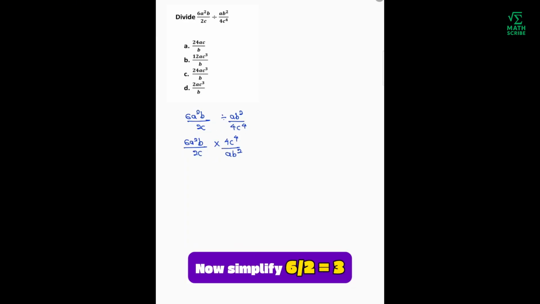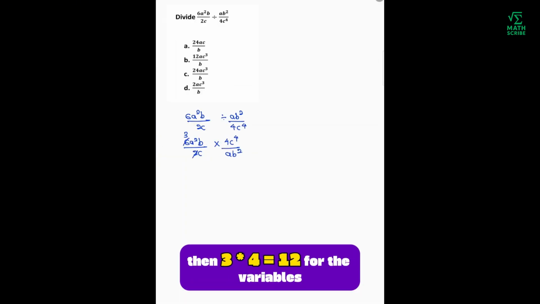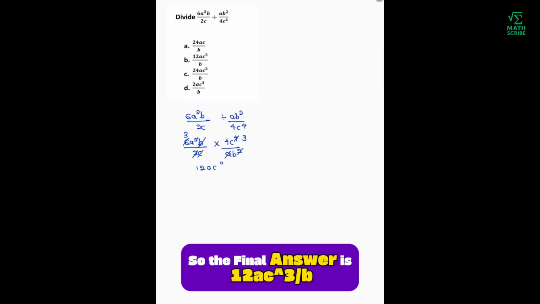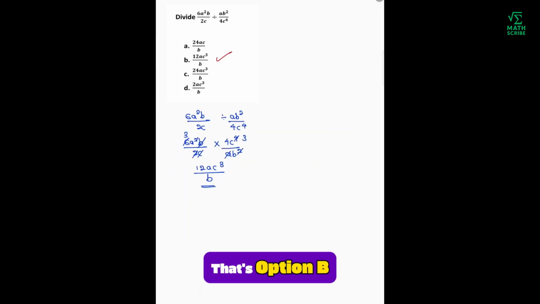Now simplify. 6 divided by 2 equals 3. Then 3 times 4 equals 12. For the variables, a squared divided by a gives a to the power of 1. b divided by b squared leaves 1 over b. c to the power of 4 divided by c is c cubed. So the final answer is 12ac cubed over b. That's option B.